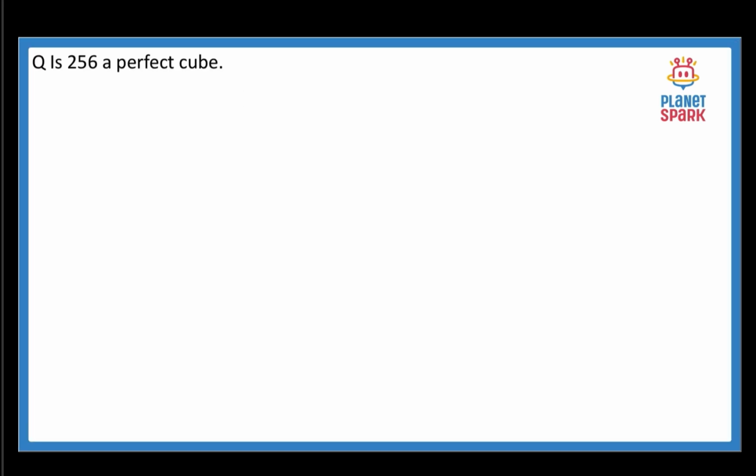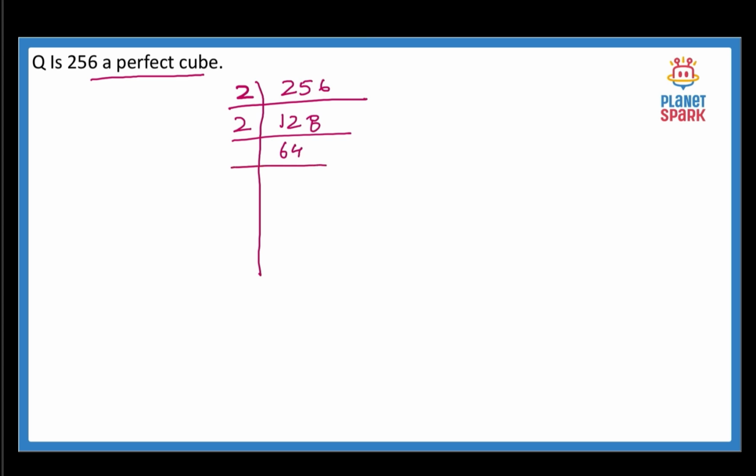Let's learn how to find whether a number is a perfect cube or not. We'll start with the prime factorization of the number. While prime factorizing, if each prime factor forms groups of 3, it is a perfect cube number, else it is not. 256: to prime factorize, we divide by 2, we get 128. 128 divided by 2 gives us 64. 64 divided by 2 gives us 32. 32 divided by 2 gives us 16. 16 divided by 2 is 8. 8 divided by 2 is 4. 4 divided by 2 is 2. And 2 divided by 2 is 1.